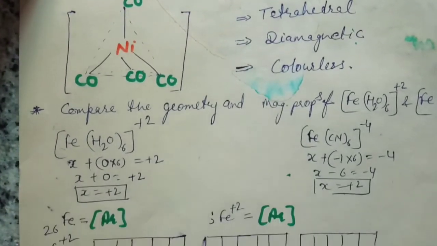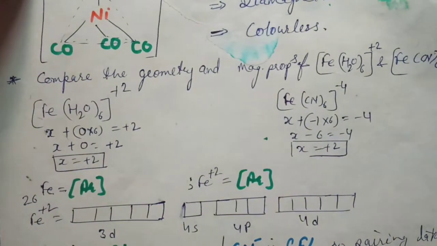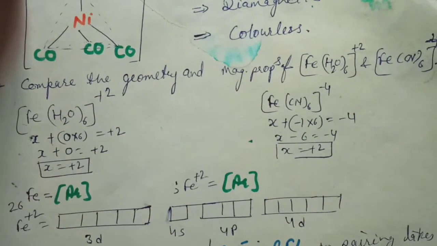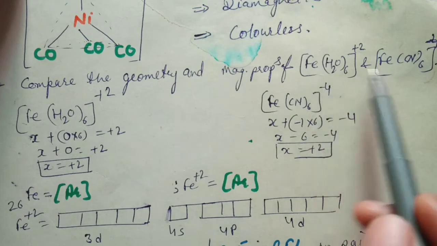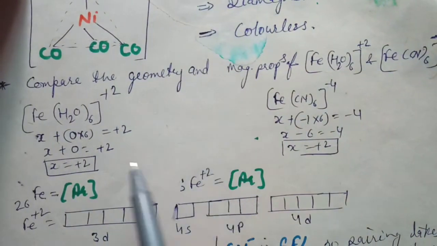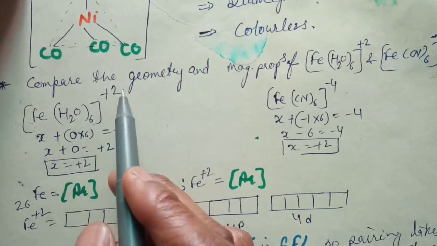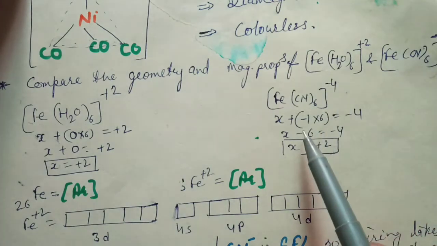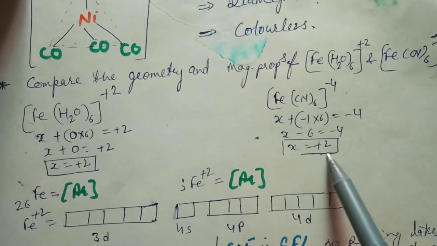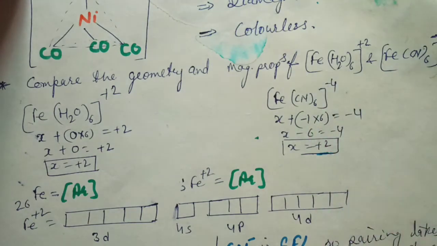First of all, compare the geometry and magnetic properties of Fe(H2O)6 and Fe(CN)6 4-. First of all, we have to calculate the oxidation number of Fe in both the compounds. In Fe(H2O)6 2+, H2O is a neutral ligand, so the oxidation number will be +2 as it is. While in Fe(CN)6 4-, the oxidation number is also calculated as +2, meaning both compounds have the same Fe2+ ion. Now we will write the electronic configuration.